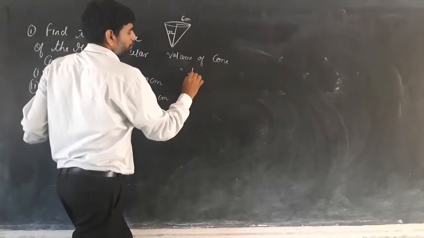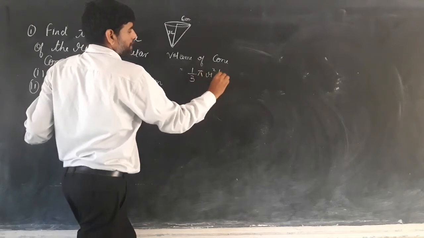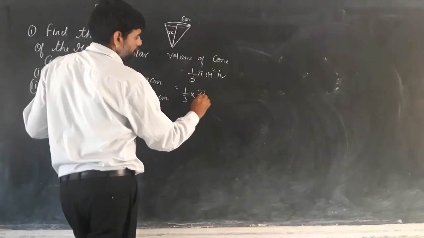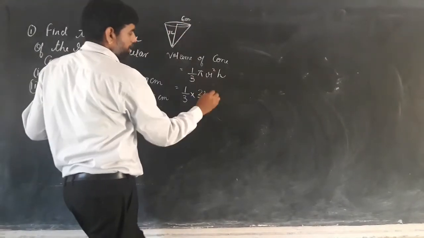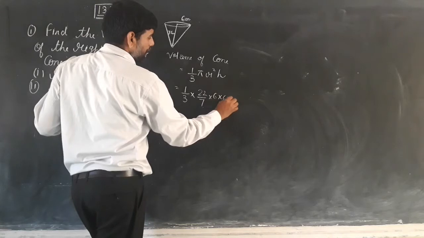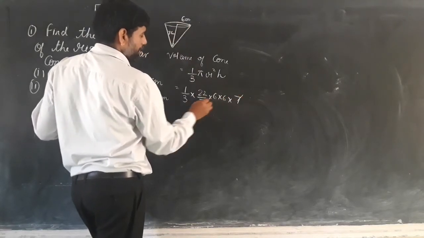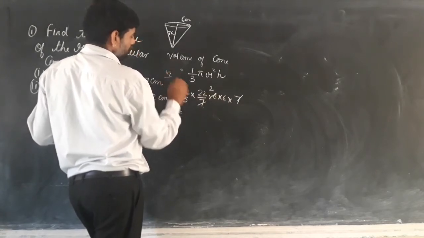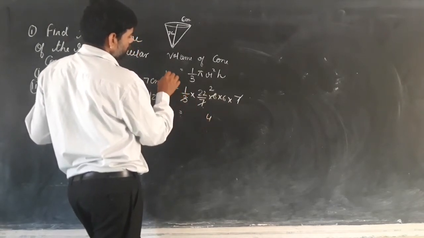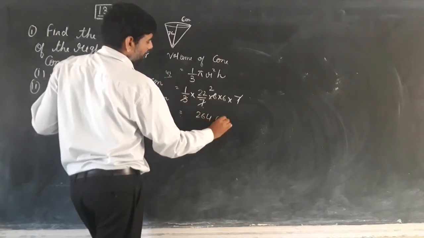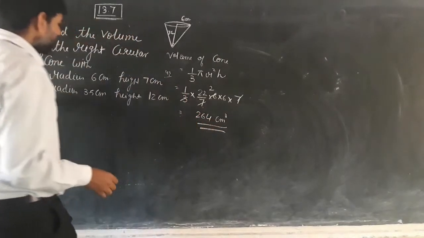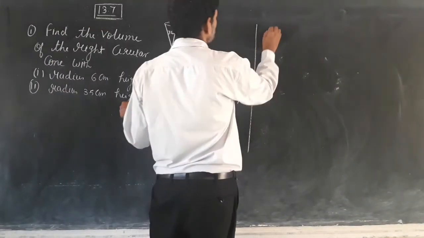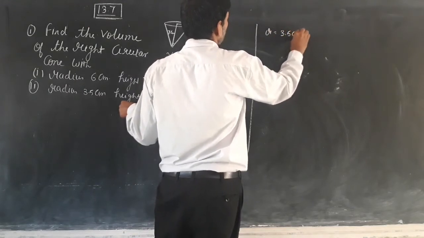is equal to the formula 1 by 3 pi r square h. 1 by 3, the value of pi is 22 upon 7. In the given question, the radius will be 6, therefore 6 into 6, and the height will be 7. 7 and 7 cancel, 3 twos are 6. 44 into 6. 6 sixes are 36... 264 centimeter cube.